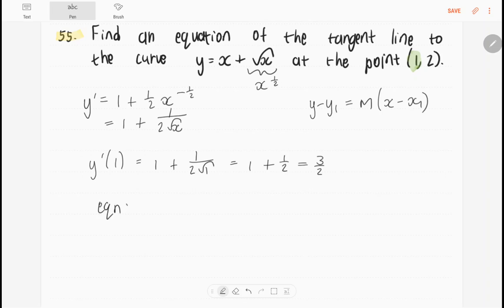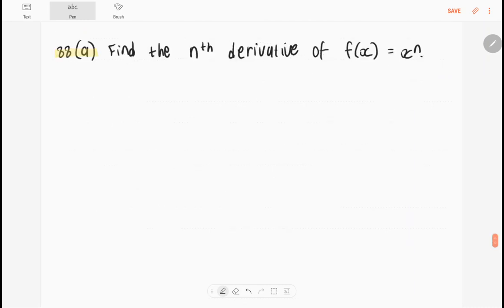So our equation is going to be y minus, the y value we're substituting in here is 2, so minus 2, equals 3 over 2, which is the gradient, and then we have x minus 1. And that we can also rewrite in the form y equals 3 over 2 x plus a half.